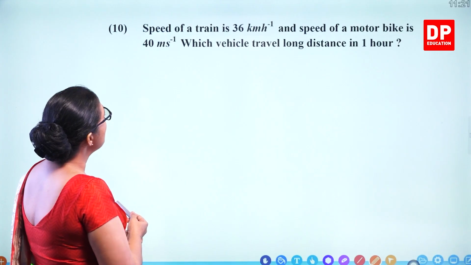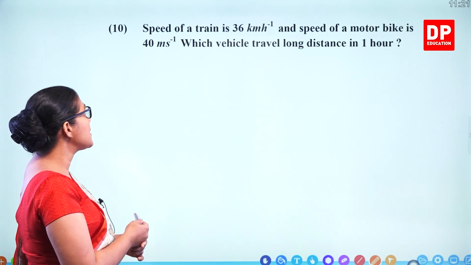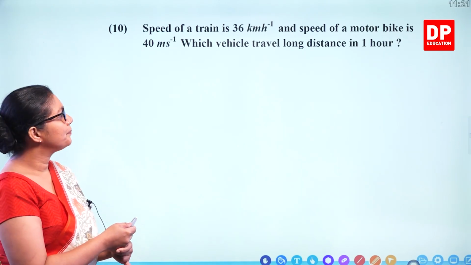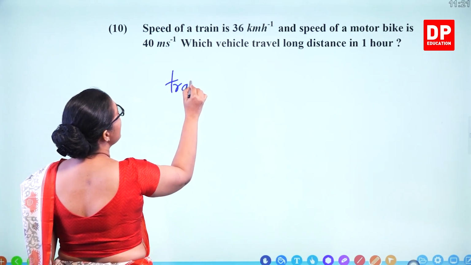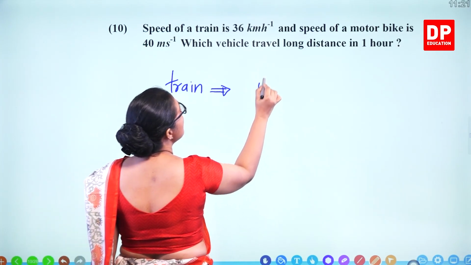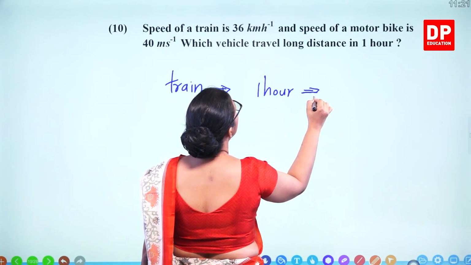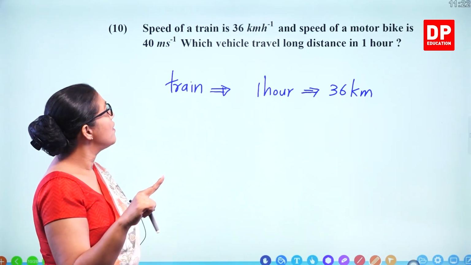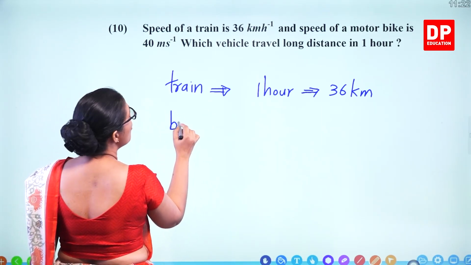Question number 10. Speed of a train is 36 kilometers per hour and speed of a motorbike is 40 meters per second. Which vehicle travels the longer distance in 1 hour? So we'll find out. The train, straight away you can get. Within 1 hour it travels 36 kilometers. Now we have to convert meters per second to kilometers per hour for the motorbike.